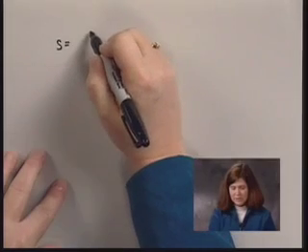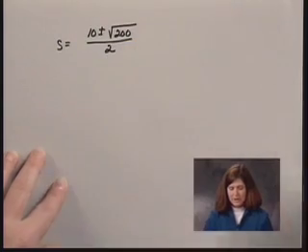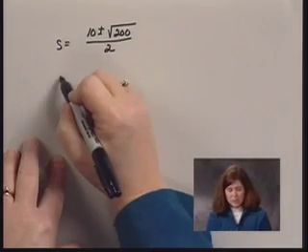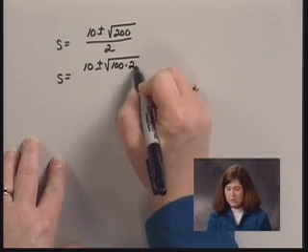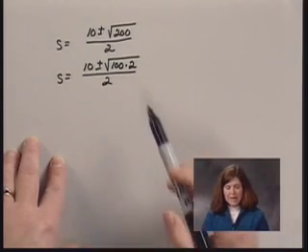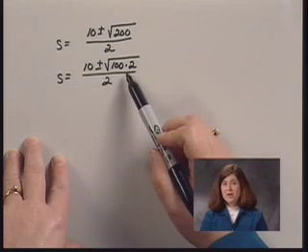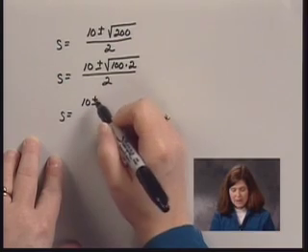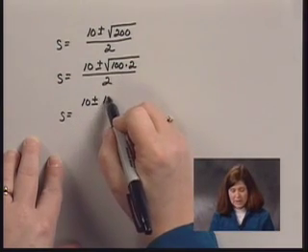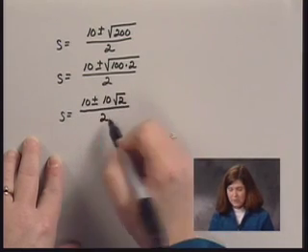I'll copy what I have. I had s equals 10 plus or minus the square root of 200 over 2. Since 200 is 100 times 2, written like this, 10 plus or minus the square root of 100 times 2 over 2, I can simplify by taking the square root of 100 times the square root of 2, and the square root of 100 is 10. So I write s equals 10 plus or minus the square root of 100, which is 10, times the square root of 2. And all that is over 2.